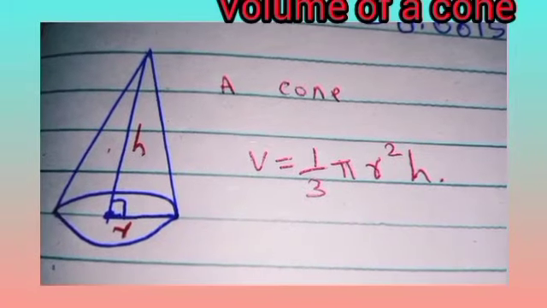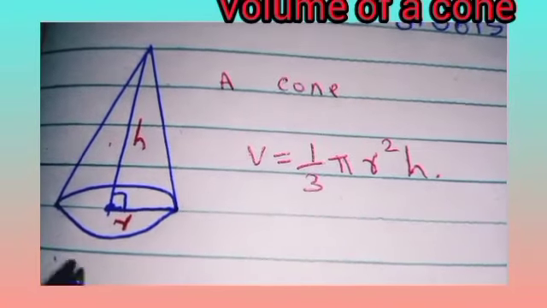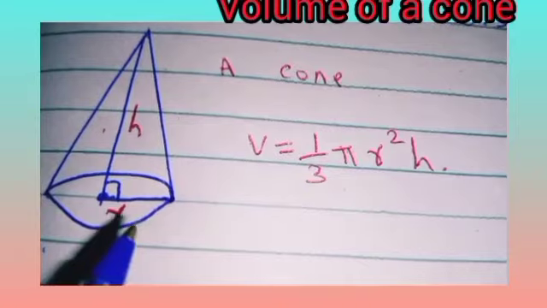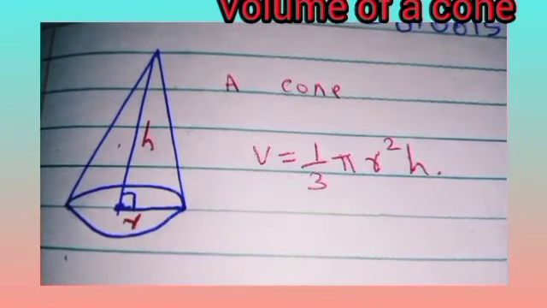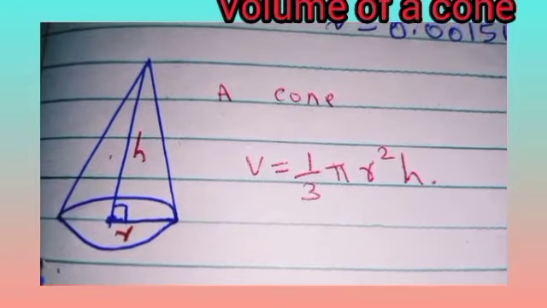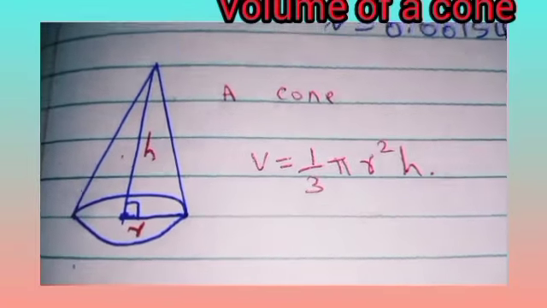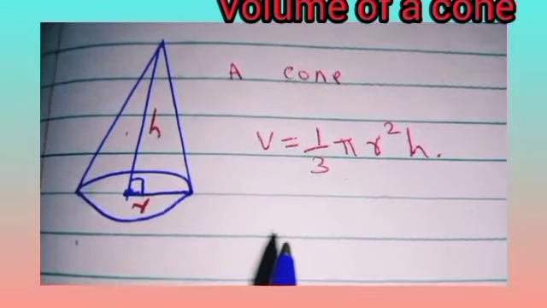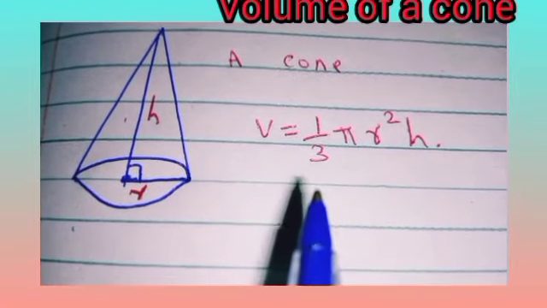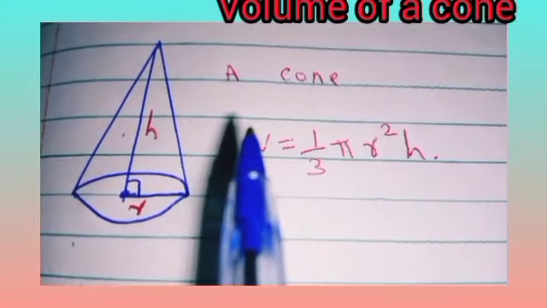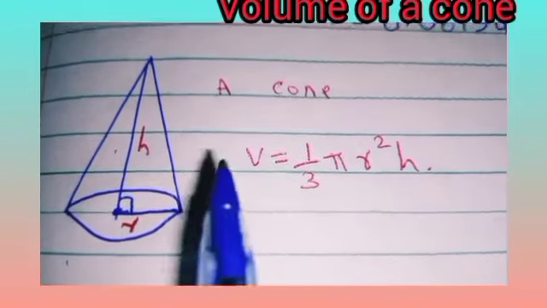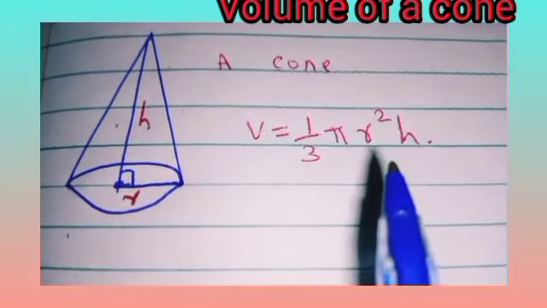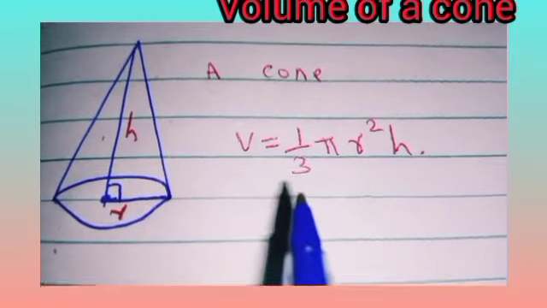Hello, my fellow mathematician. We are looking at volume of common solid. A solid is a three-dimensional object, and the volume has to do with the amount of space occupied by an object. In this consideration, we are considering a cone, and the volume of a cone is given by base area multiplied by height, and you divide by 3.